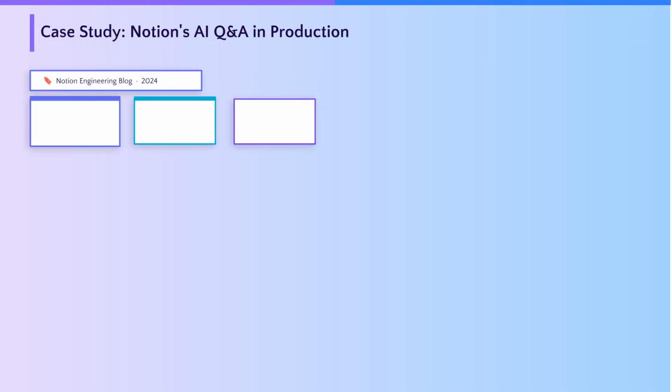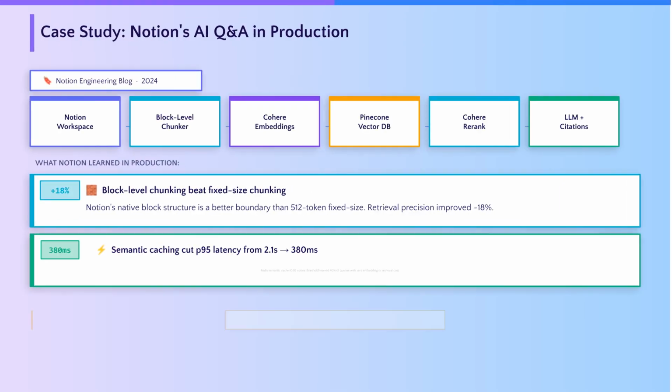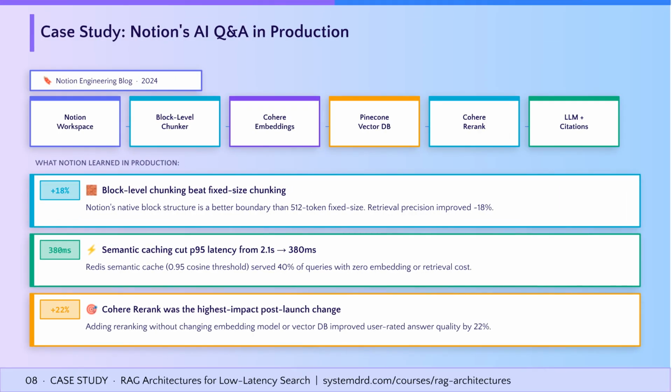Notion's production case study provides clear lessons. They found that domain-aware block-level chunking improved retrieval precision by 18% over arbitrary fixed-size chunking. Implementing semantic caching cut their P95 latency from 2.1 seconds to 380 milliseconds. Most notably, adding Cohere re-rank without changing their embedding model or vector database improved user-rated answer quality by 22%.